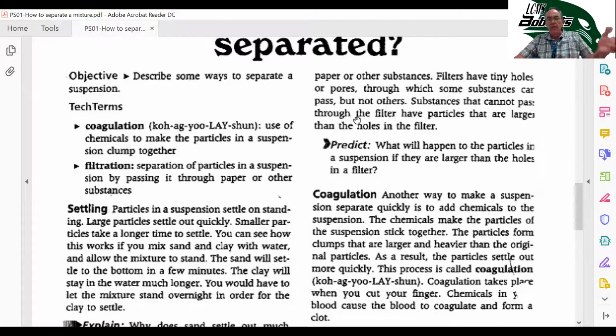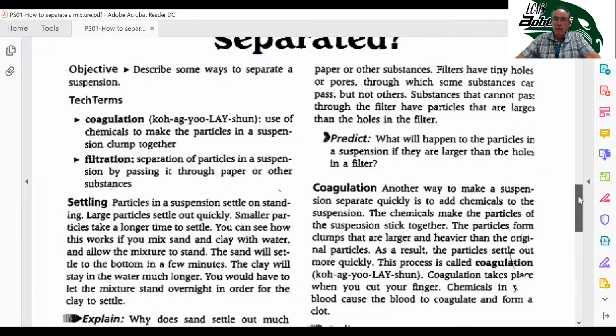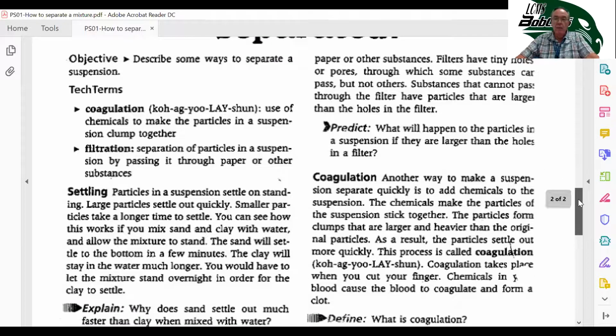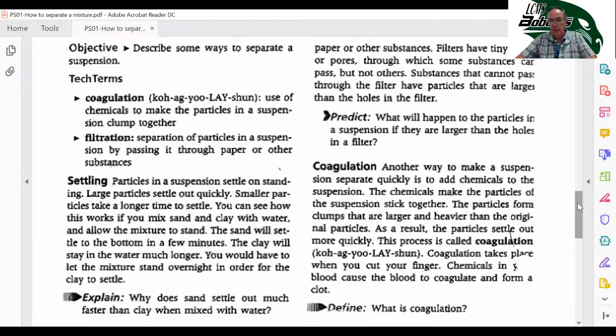Even the screen on your window is a filter. It allows the air to come through, but not the bugs. Okay? It's the same thing. Last year you learned about semi-permeable membranes. A semi-permeable membrane is the same thing. It's a filter. Some things get in, but not other things.